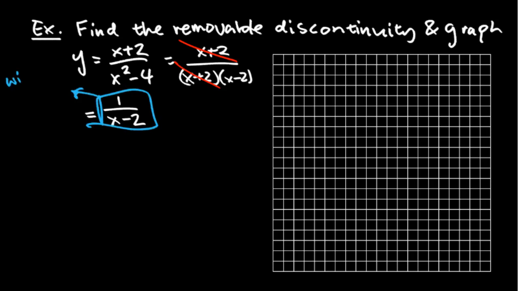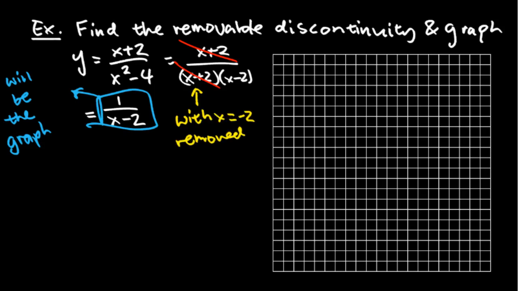This will be the function. Or I guess you can say this is going to be the graph. So it's going to look like this. However, with x equals -2 removed. So let's figure out what this is going to look like then. So let's find some intercepts and stuff.